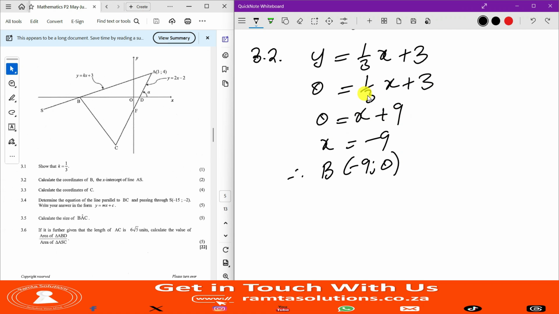Perfect. Now 3.3 says, calculate the coordinates of C.